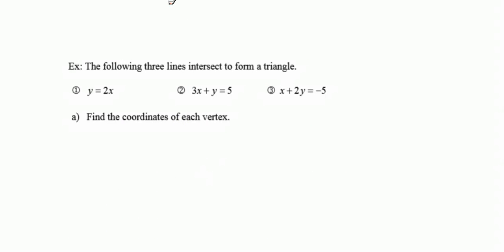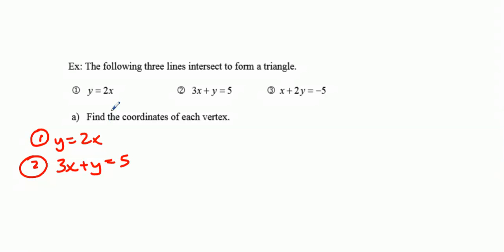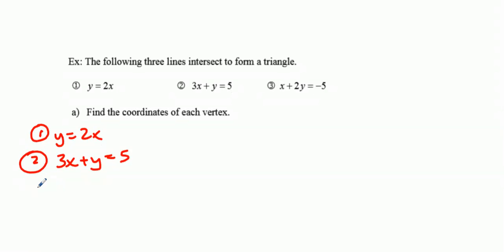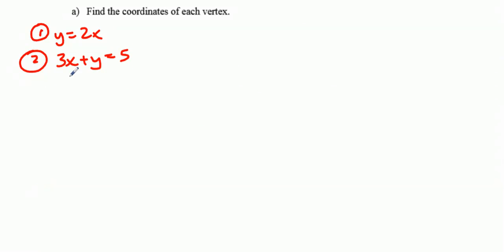So for the first one, we're going to solve 1 and 2 here. So we'll just use y equals 2x and 3x plus y equals 5. Okay, so we've already got one of the variables isolated. We've got y isolated, so we don't need to bother isolating anything else. We can just take that and sub y equals 2x into 2.